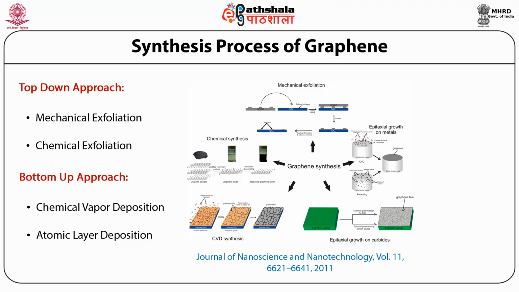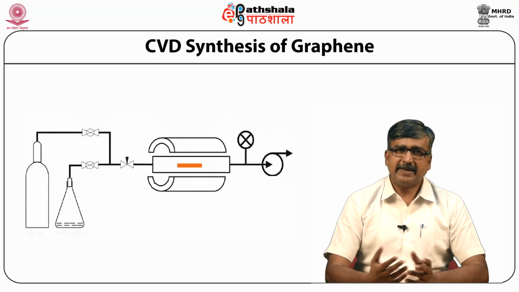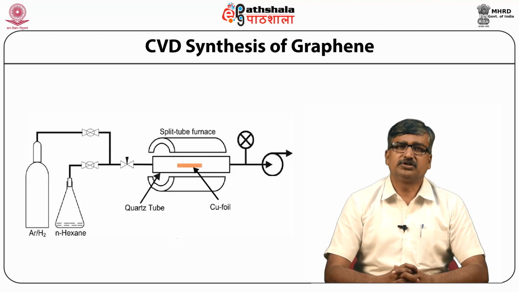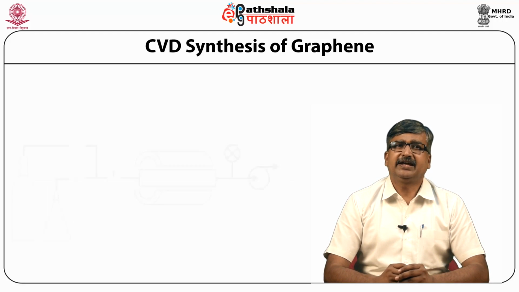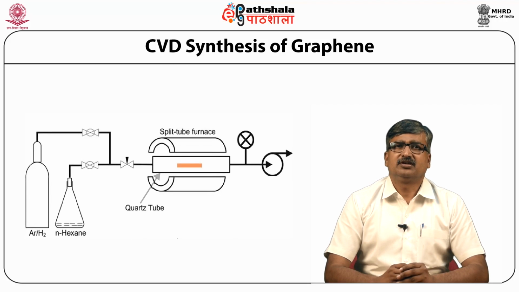The first bottom-up process developed for graphene synthesis was epitaxial growth, and the second, which is the more widely used process, is chemical vapor deposition. Due to the advantages of CVD over the other techniques, I want to discuss this technique in detail in the next slide. The method of graphene growth most likely to prove suitable for commercial application is chemical vapor deposition on a transition metal substrate.